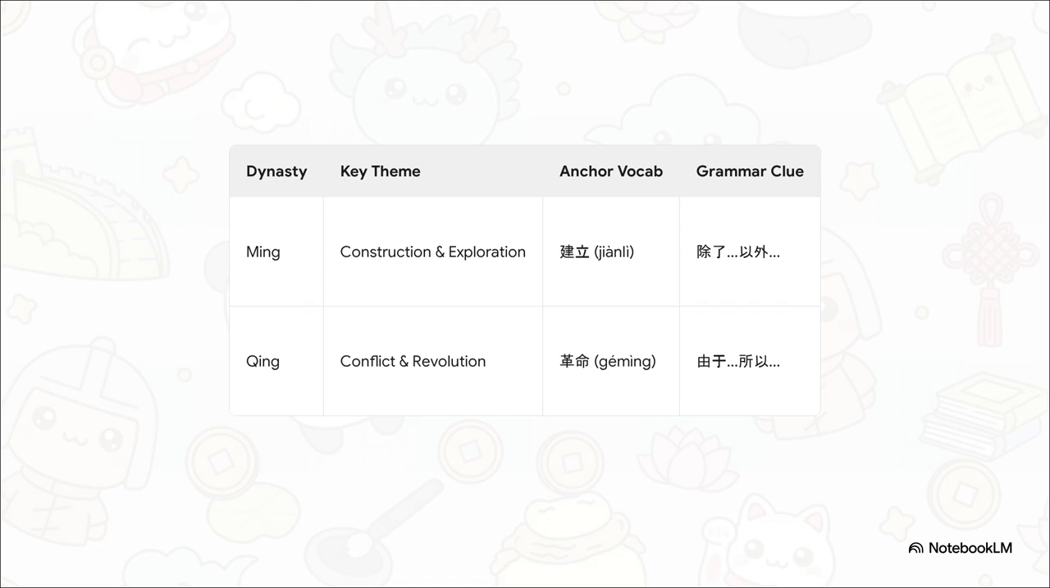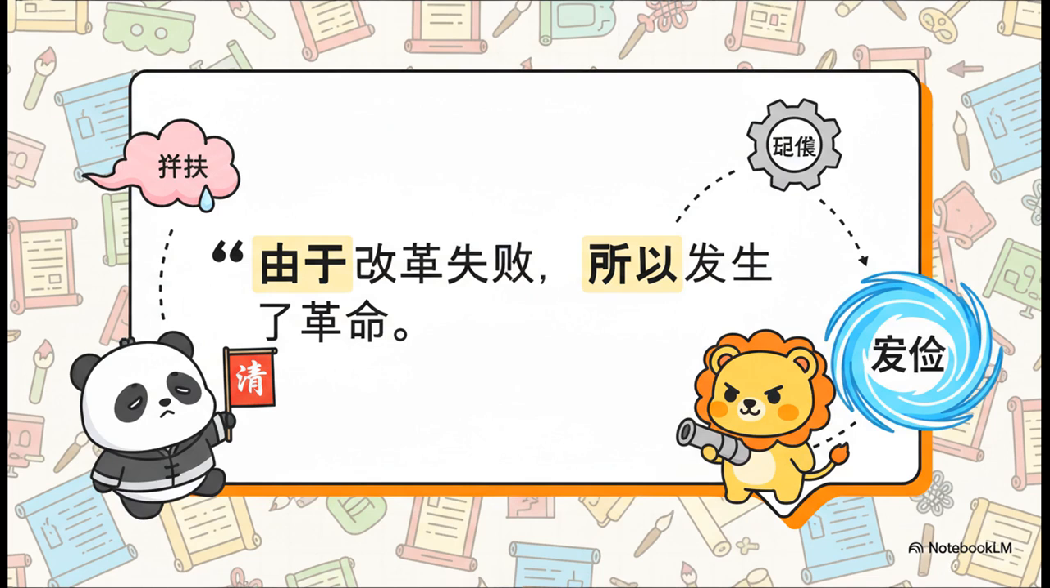The Qing, however, was an era defined by cause and effect, one event leading to another, ultimately leading to its downfall. That's why that formal due to, therefore structure, yinwei...suoyi, shows up all the time in texts about this period. And here it is right in action. This sentence has that formal, analytical tone you'll find all over HSK 6 texts. When you see words like 改革 for reform or 革命 for revolution, linked by this logical cause and effect grammar, a little bell should go off in your head. You can be almost certain you're reading about the late Qing Dynasty.